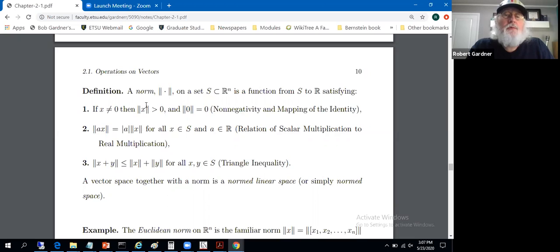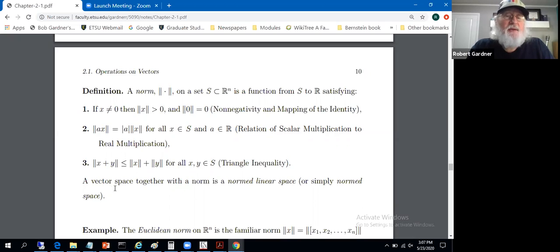Straightforward. We haven't defined norm yet for Rn, but we will here in a second. These two pieces are straightforward to show. And thirdly, the norm of x plus y is less than or equal to the norm of x plus the norm of y. Your old pal, the triangle inequality for norms. So we're defining a norm. A real valued function on a set of vectors that satisfies these three things is called a norm.